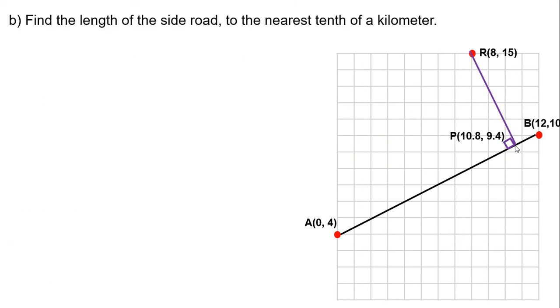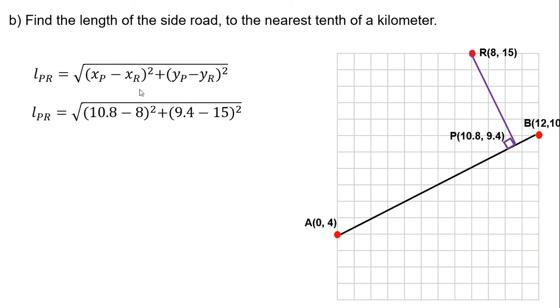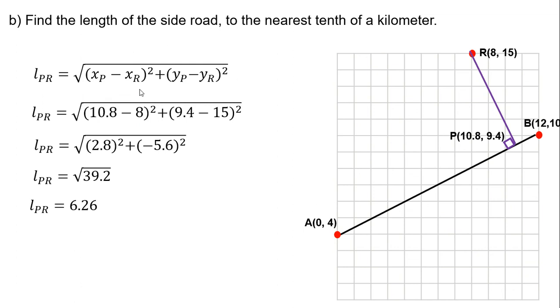My final step is to figure out the length of this purple side road. So between R and P, there's my length formula. It doesn't matter what order you do P or R in. When I square it, it's going to be the same positive number. All 4 coordinates are positive this time. That makes it a little bit more straightforward. If I square a positive or a negative, it's still going to be a positive because negative times negative is positive. And I take the root. Yeah, that kind of makes sense. That purple line looks like it's somewhere between 5 and 10 units. 6.26 looks reasonable.